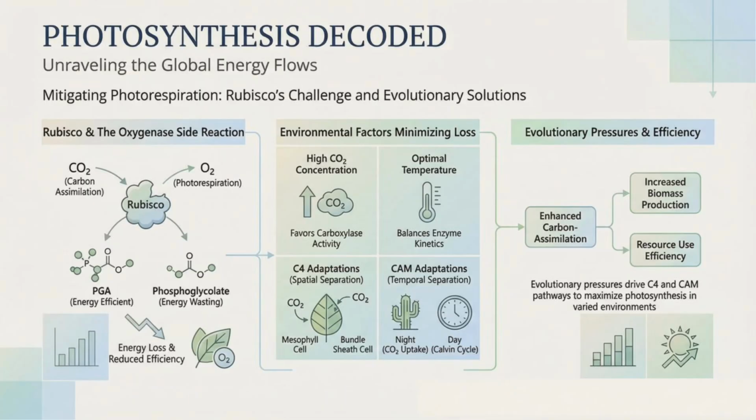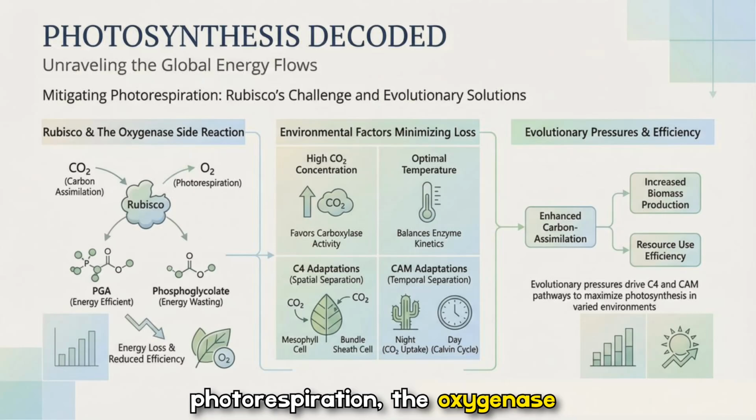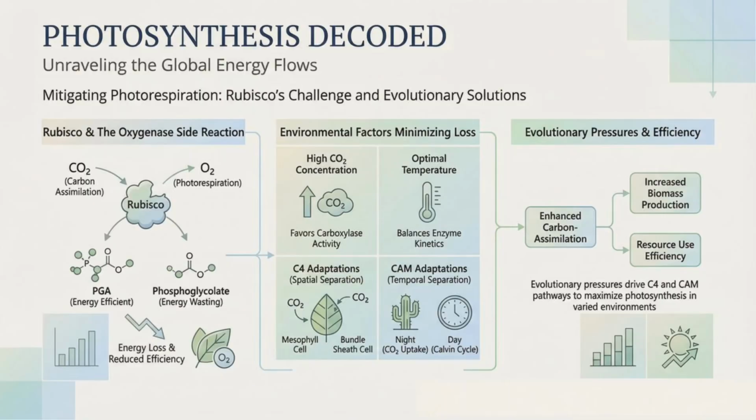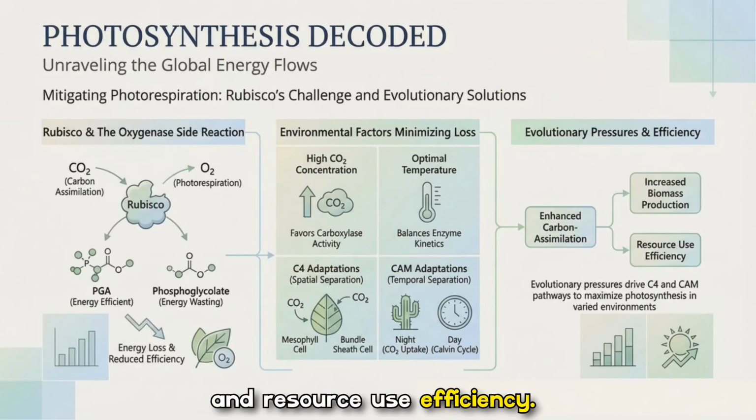This slide tackles photorespiration, the oxygenase side reaction of Rubisco that wastes energy and carbon. The graphic shows environmental factors and evolutionary responses that minimize loss, from high CO2 and optimal temperatures to C4 spatial separation and CAM temporal separation, explaining how plants have evolved strategies to enhance carbon assimilation and resource use efficiency.